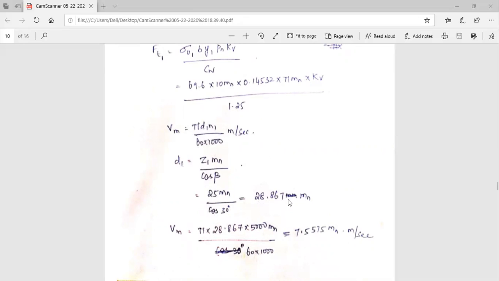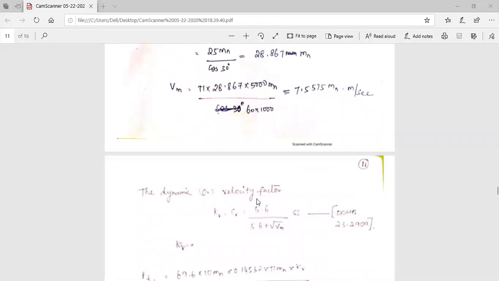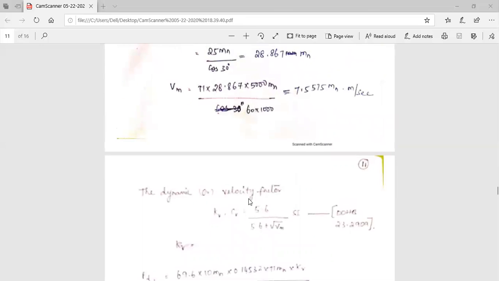So d1 is the already known formula, z1 m1 divided by cos beta. N1 is also known, the speed of the pinion, divided by 60,000. We get vm, that is the line velocity or mean velocity, in terms of normal module. The value is 7.5575 mn meters per second. Substitute all the values in the dynamic velocity factor formula, so we get the Ft value in terms of kV.